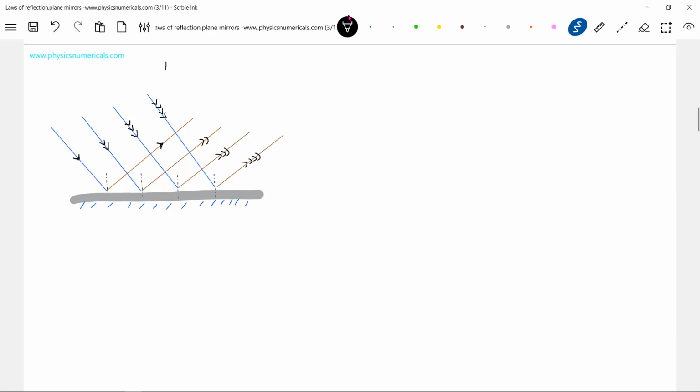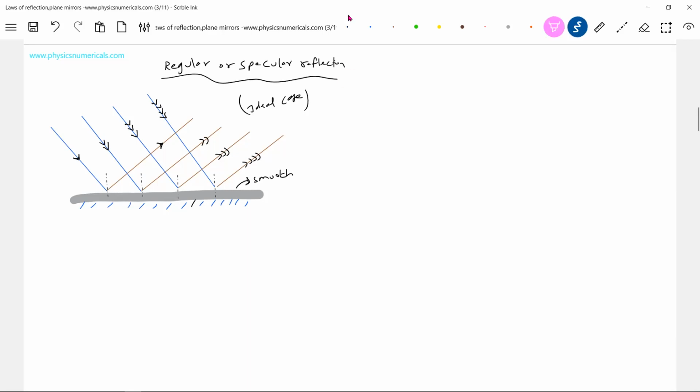So this is the regular reflection, and this can happen provided the surface is smooth. If the surface is smooth, this is the ideal case. It's ideal, practically not possible. Regular reflection is not possible in practice. It's an ideal case only for the discussion in classrooms.